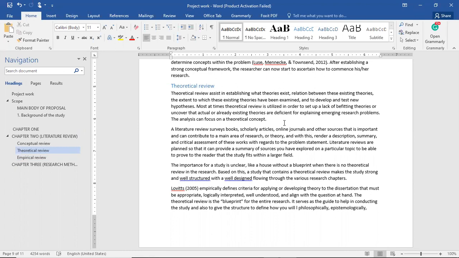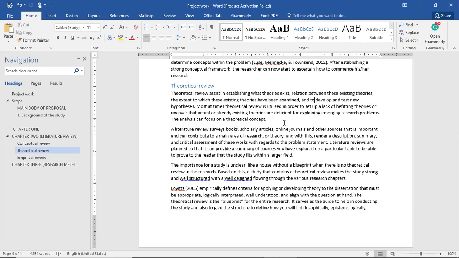And most of the time, the theoretical review is utilized in order to establish a lack of befitting theories or uncover already existing theories. Now, we can do our theoretical reviews from books, articles, journals, and other sources that we consider important to contribute to our study.